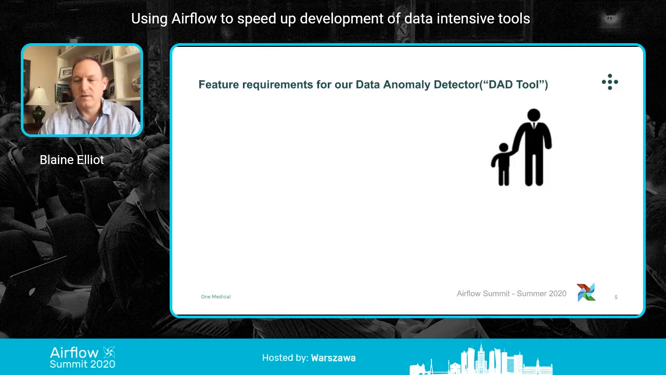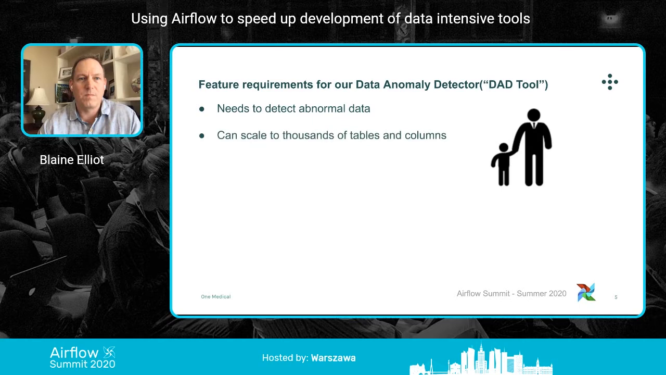In the context of this talk, what we're going to be discussing is this tool that was built called the Data Anomaly Detector, which I've affectionately referred to as the DAD tool. And so some things we need to make this work: we need to detect abnormal data, first and foremost. We need to scale to thousands of tables and columns.